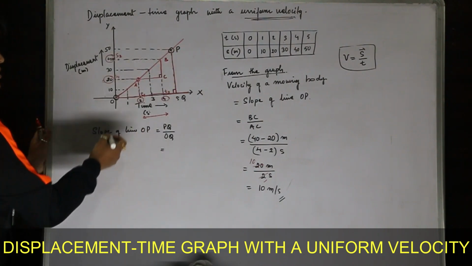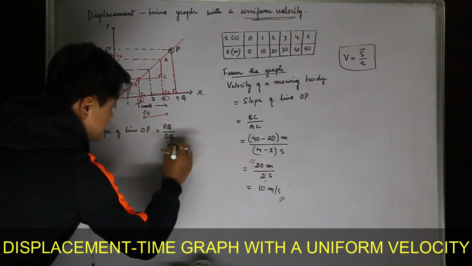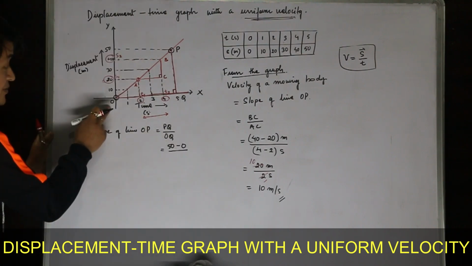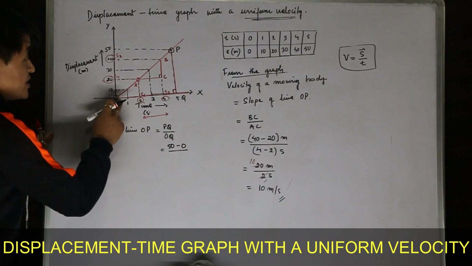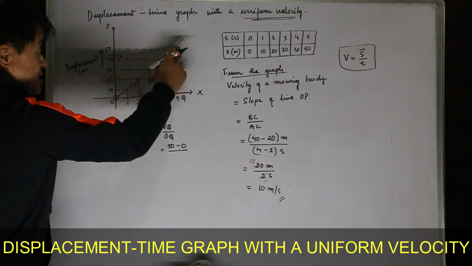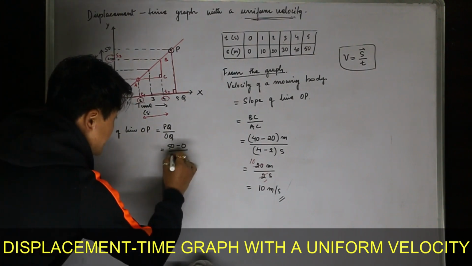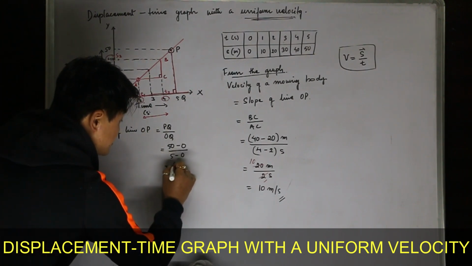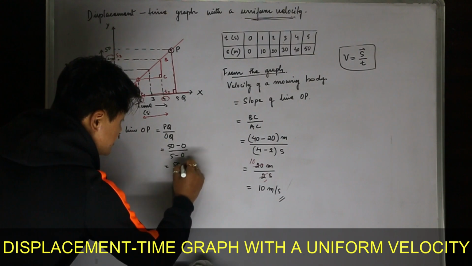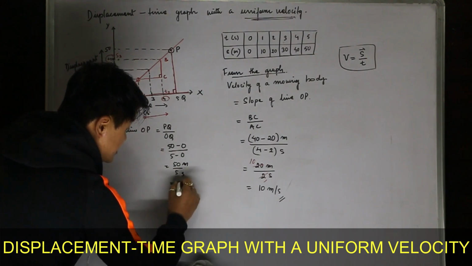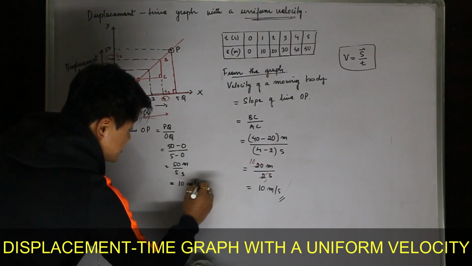Total distance covered will be how much? 50 minus 0. At the starting point the time is 0. When the body reaches point P, the time is 5 seconds. So this will be 5 minus 0. This gives you 50 upon 5, meters per second, which is 10 meters per second.